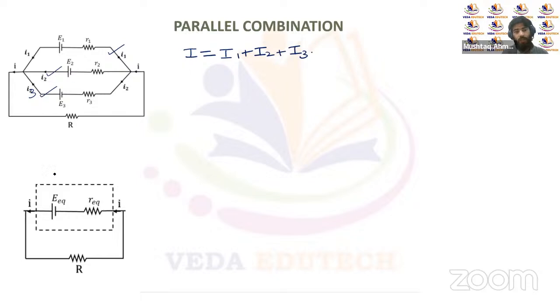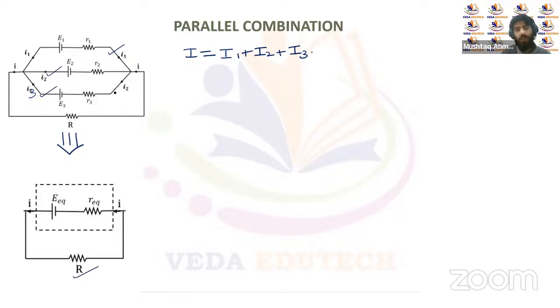In this circuit, these are the three cells, and the equivalent of this circuit is this. It means that we have replaced all these EMFs of the batteries with the equivalent EMF, and the total resistance of this circuit has been replaced by R equivalent, and this R is the resistance of the external load connected to this circuit.